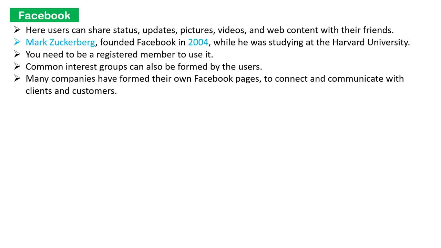Common interest groups can also be created by the users. For example, there are so many groups. You can either join a group or create your own group. People will join and you can have conversations with them. Many companies have also formed their own web pages on Facebook so that they can connect and communicate with their clients and customers.